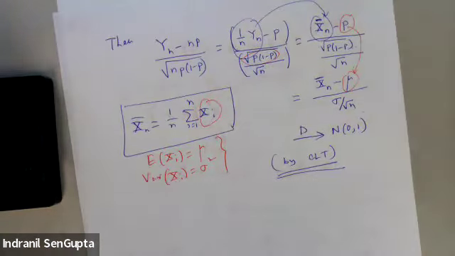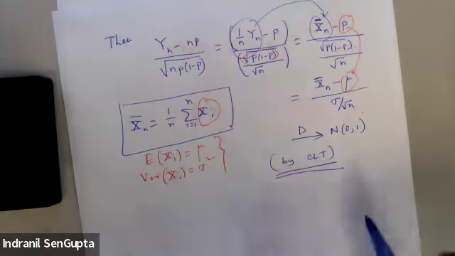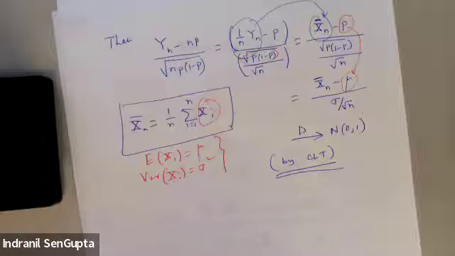So that means we have this quantity. This is called the normal approximation of the binomial.